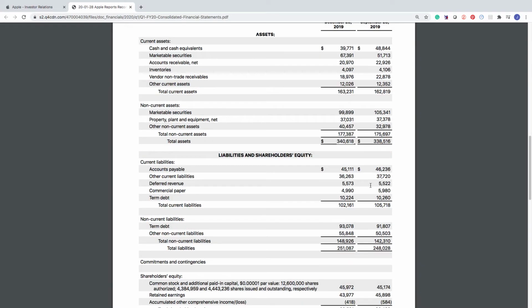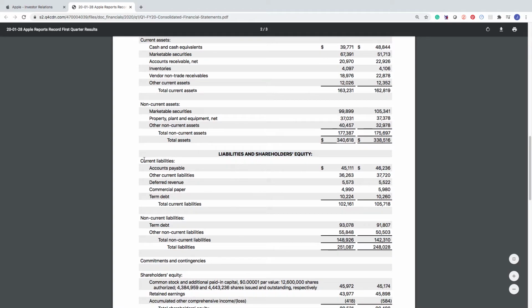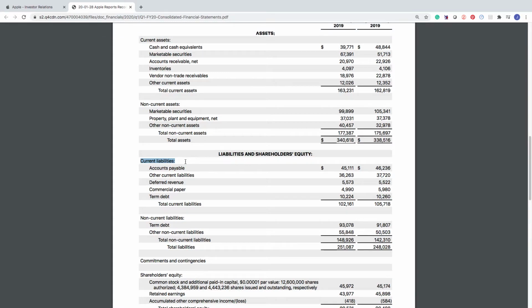Let's move on to the next section, which is liabilities and shareholders' equity. Similar to assets, liabilities can also be lumped into two categories. One is current liabilities, which is effectively the money that Apple owes to different counterparties, to different companies, to different people in a period of less than 12 months. And non-current liabilities are those amounts and obligations that Apple is due to pay to people, but not in the immediate 12 months, but beyond it.